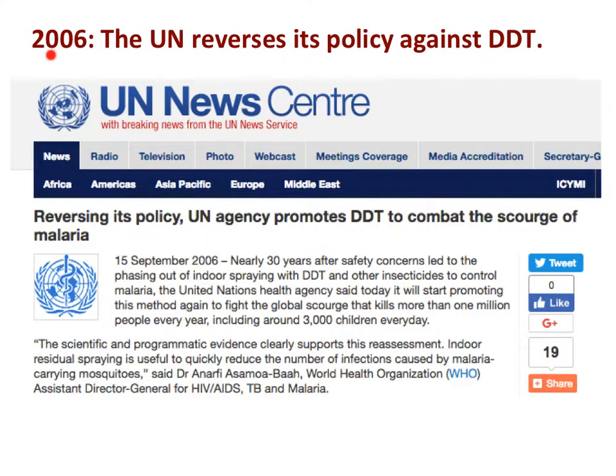In 2006, the UN reversed its policy against DDT. The United Nations Health Agency started promoting the use of DDT to fight the global scourge that kills more than 1 million people every year, including around 3,000 children every day. The scientific and programmatic evidence clearly supports this reassessment.